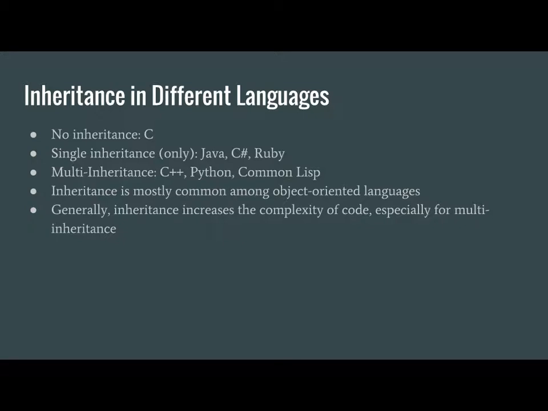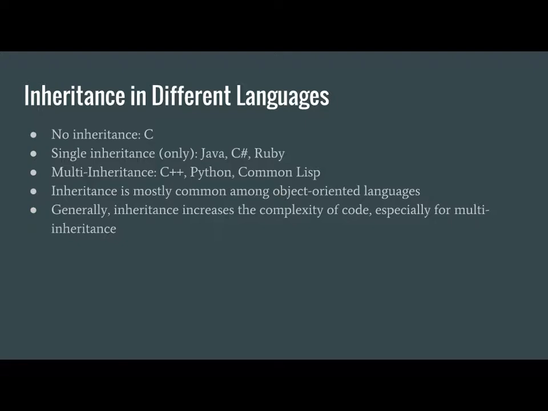For some languages like Java, C#, and Ruby, they only support single inheritance. What it means is that one class can only derive from another class at a time. They cannot derive from multiple classes simultaneously. But there are exceptions. C++, Python, and Common Lisp support multiple inheritance, so they allow you to derive a class from multiple classes at a time.